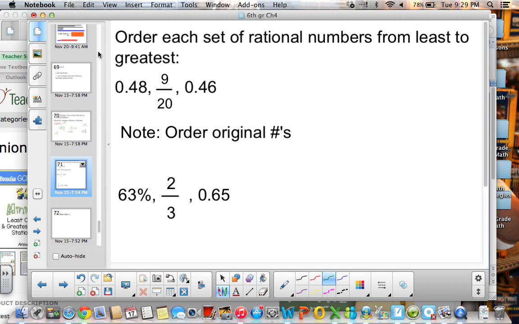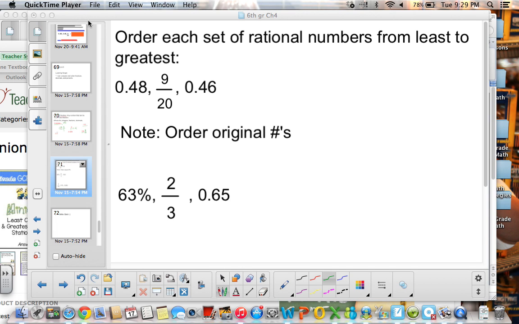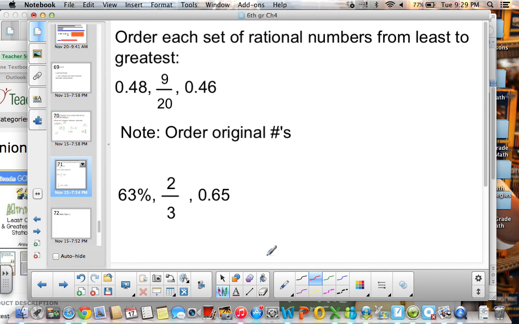We want to order this set of rational numbers from least to greatest. We have 48 hundredths, or 0.48, 9 twentieths, and 0.46, or 46 hundredths. The first thing we want to do is get them all into the same form, whether it's decimal, fraction, or percent. I would write these numbers down and then the steps I do to convert them. Because we have two already in decimal form, we're going to convert 9 twentieths to a decimal.